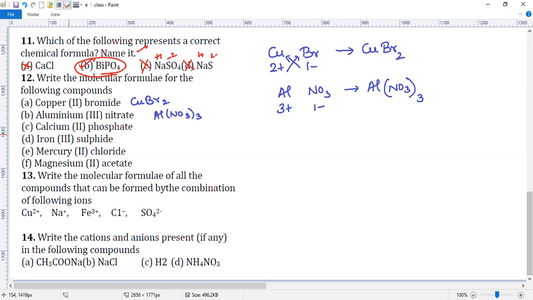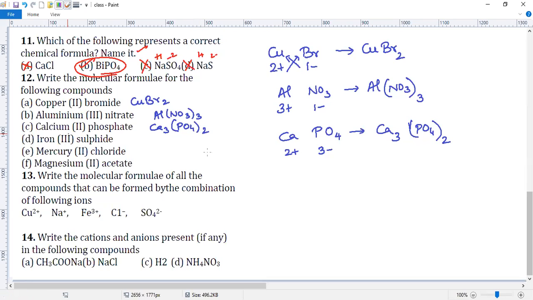Next one, calcium 2 phosphate. Calcium is 2 plus. Phosphate is PO4. It is trivalent in nature, right? So this will be Ca3(PO4)2. Ca3, and in brackets you have to place PO4 twice. So Ca3(PO4)2 will be the formula for calcium phosphate.